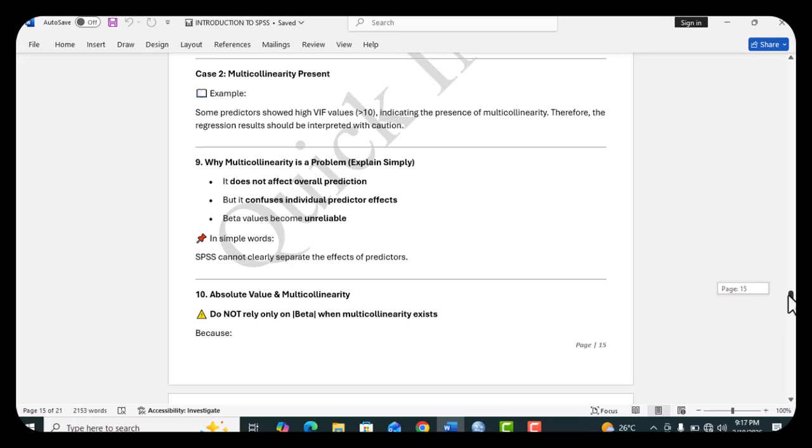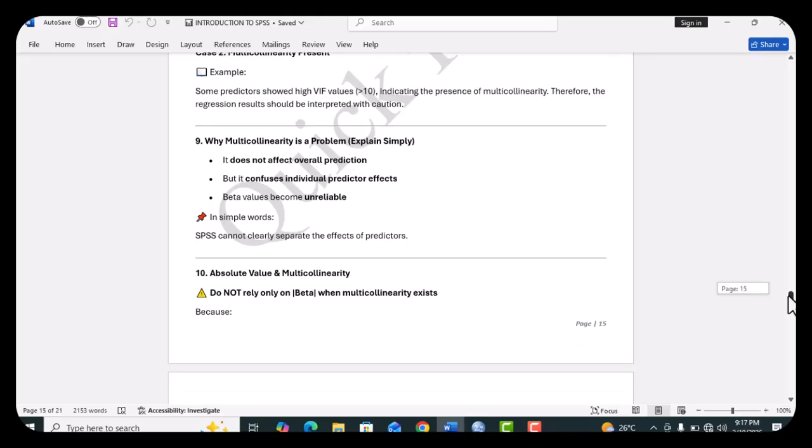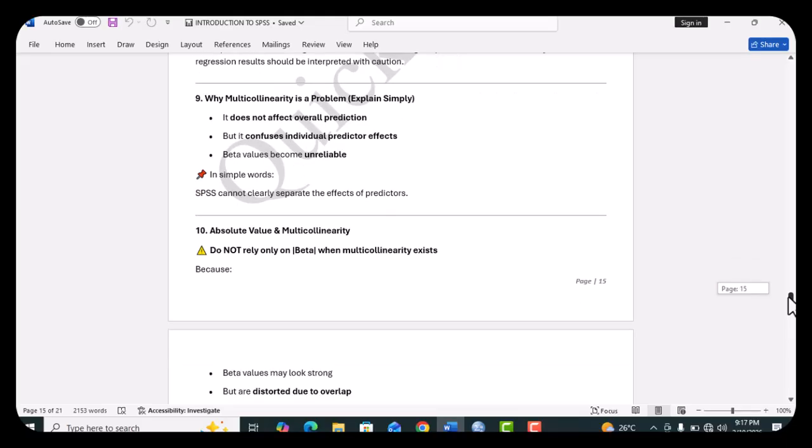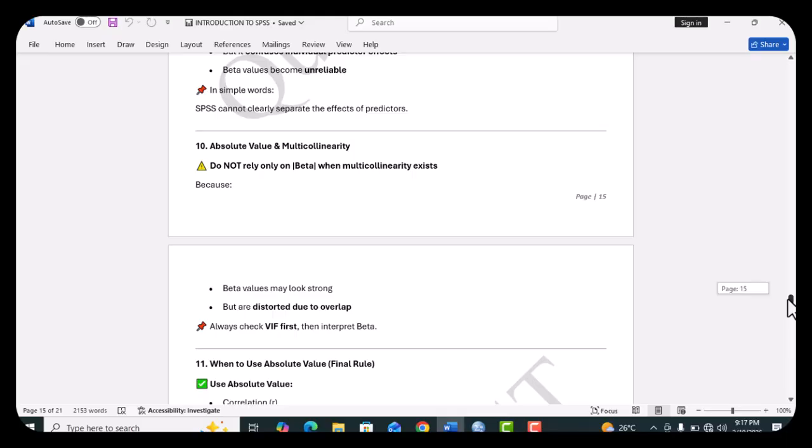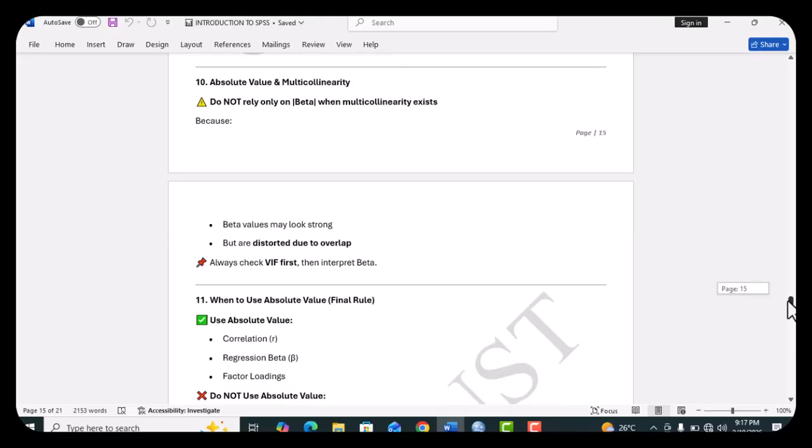So we have the absolute value. Do not rely on beta when multicollinearity exists. The beta values may look strong, but are distorted due to overlap. Always check your variance inflation factor first, then interpret the beta value that you got.